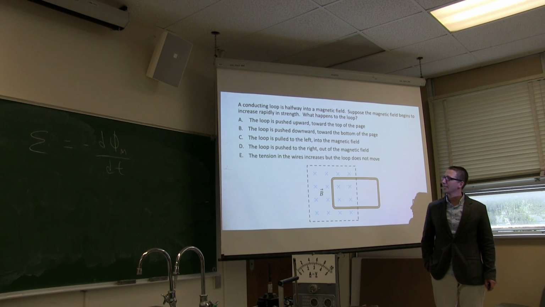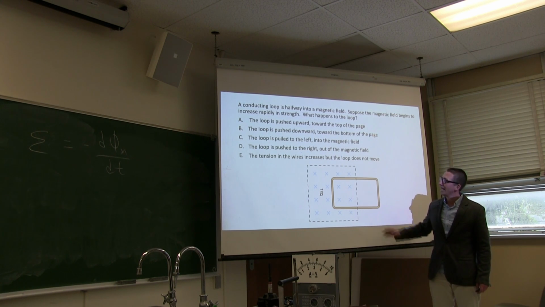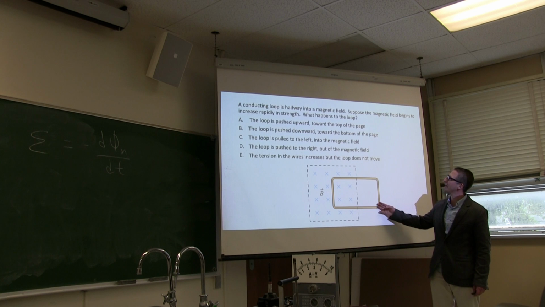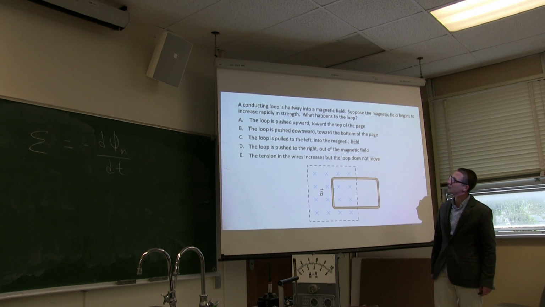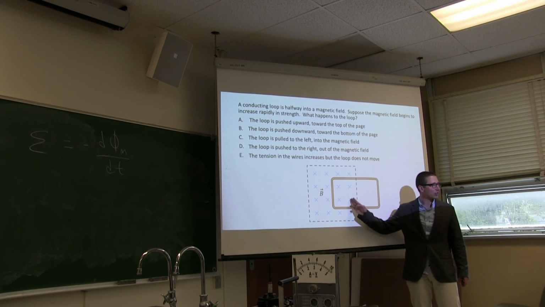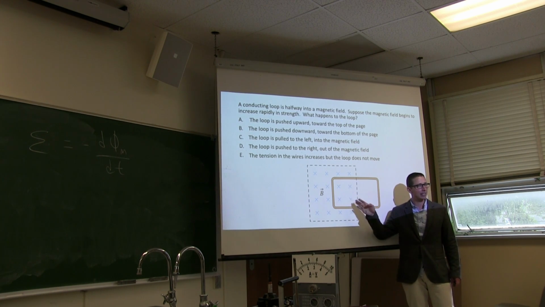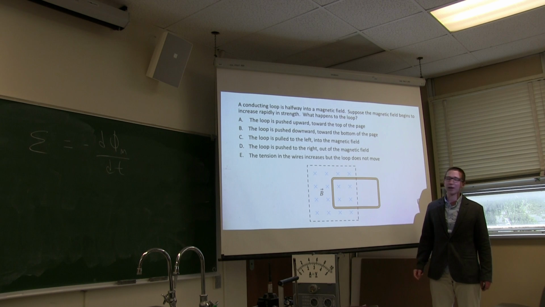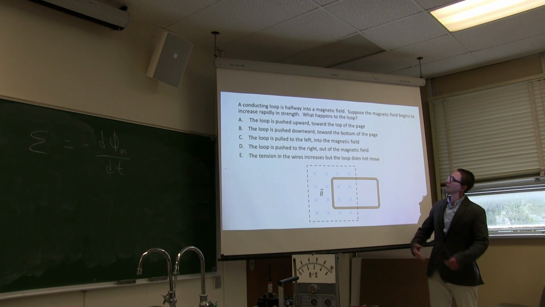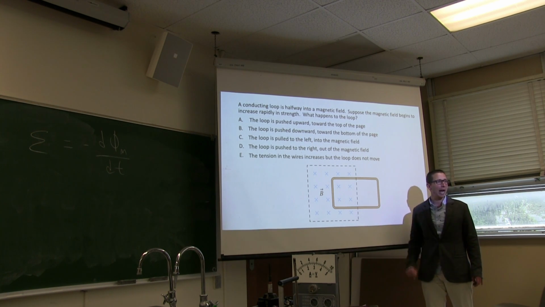So a conducting loop right here is halfway into a magnetic field. Suppose the magnetic field begins to increase rapidly. These X's represent magnetic field, which is into the board. The loop is just sitting there, and the field is increasing rapidly in strength. The question is, what happens to the loop?